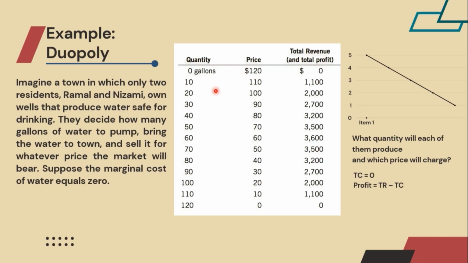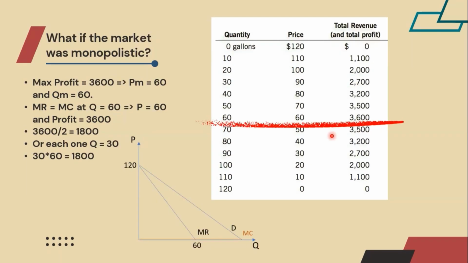I'm Nizami, and let's get to an example. Imagine a town where there are only two suppliers of water, Ramal and Nizami. Only they decide how much water to supply and how much to sell. And we are also assuming that the marginal cost of water equals zero. So, profit is total revenue minus total cost. But since our total cost is zero, our profit equals our total revenue.